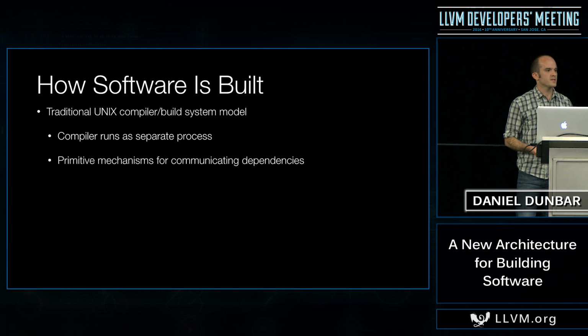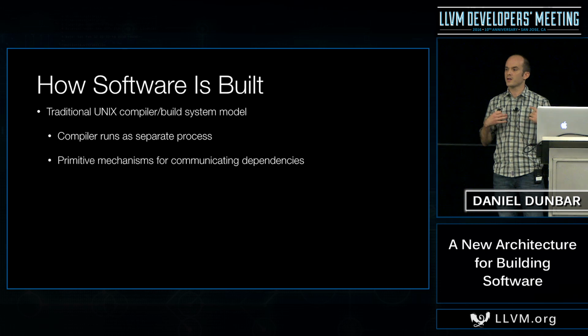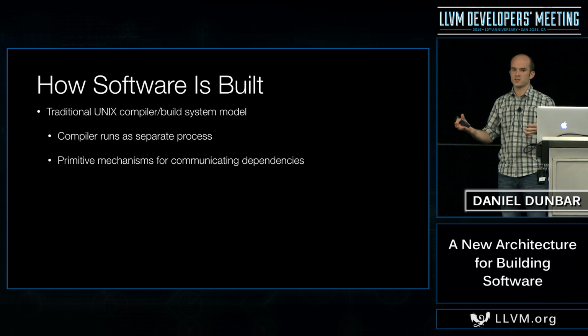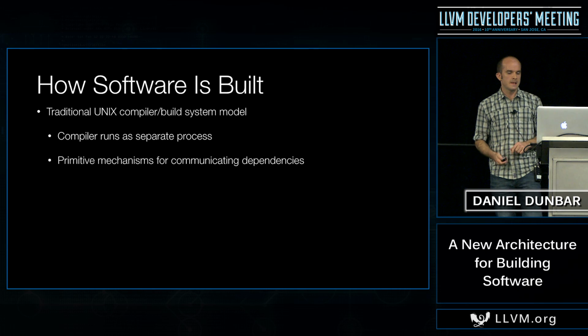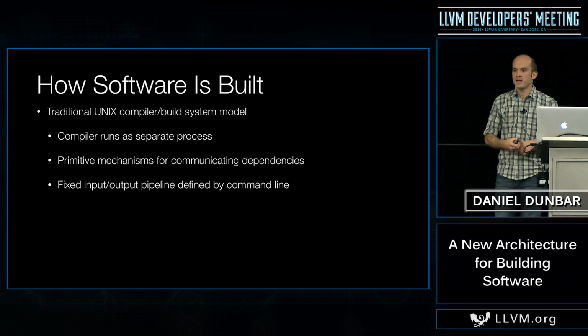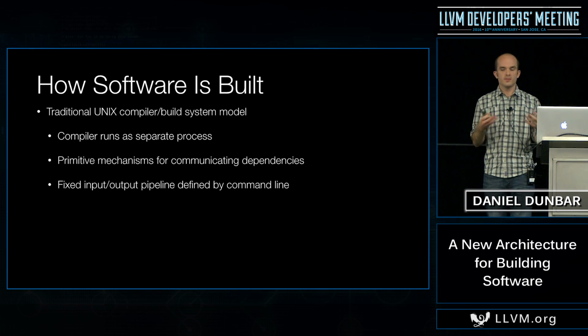So the build system tells us about our inputs and our outputs through command line arguments. We also have this mechanism by which the compiler can write out additional dependencies that the build system can ingest. We don't even have a real file format we use for that. We just write them out as a makefile format, and we force the build system to parse it. And then this is a fixed input and output pipeline. We only have a limited set of places where we're supposed to read and write data from.